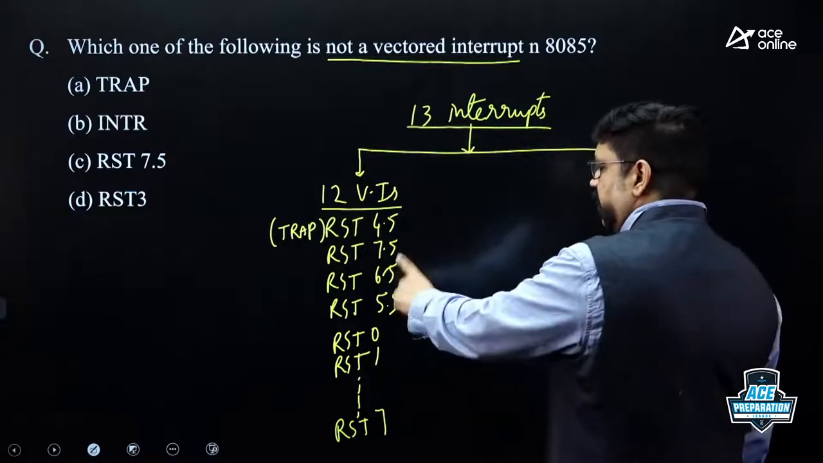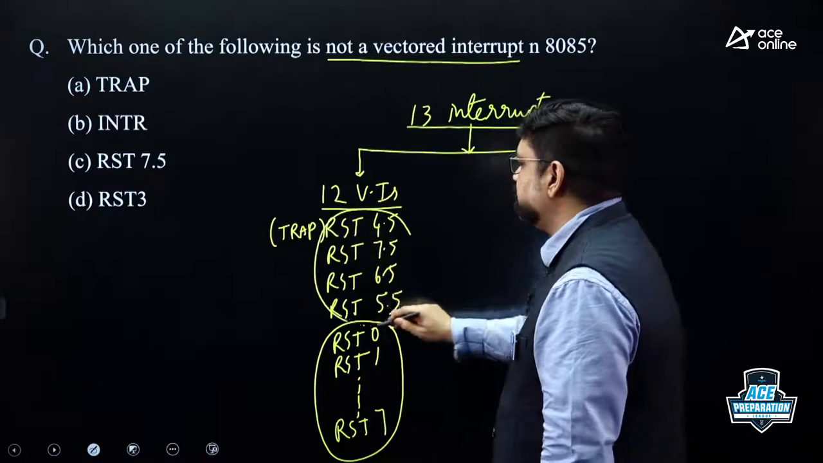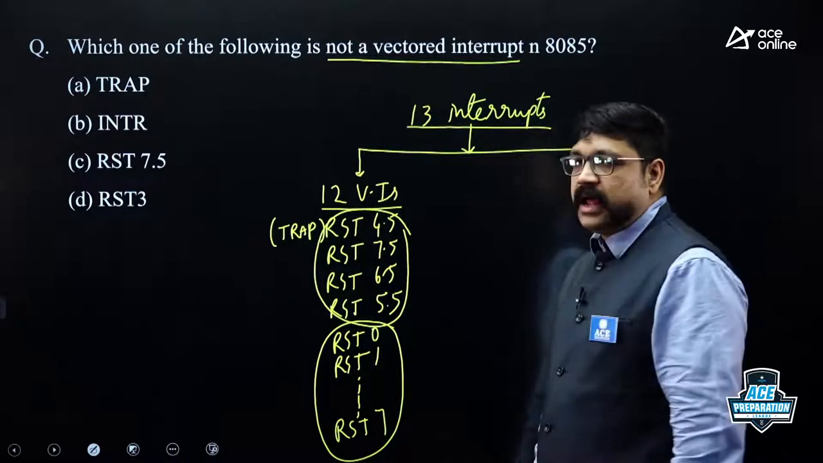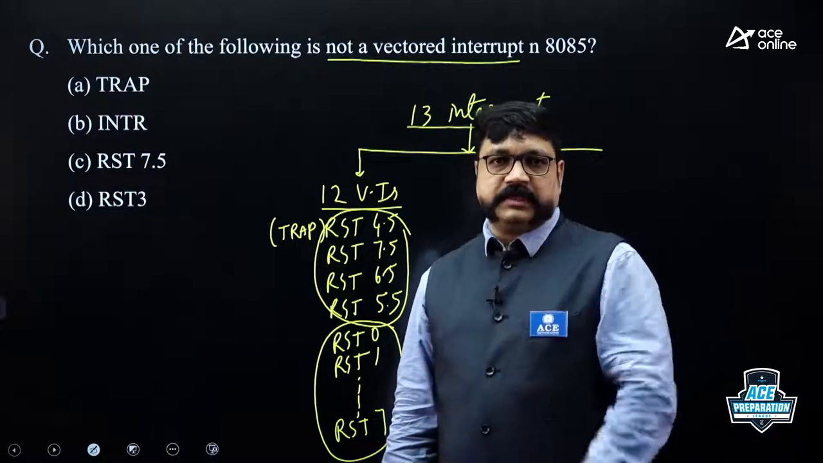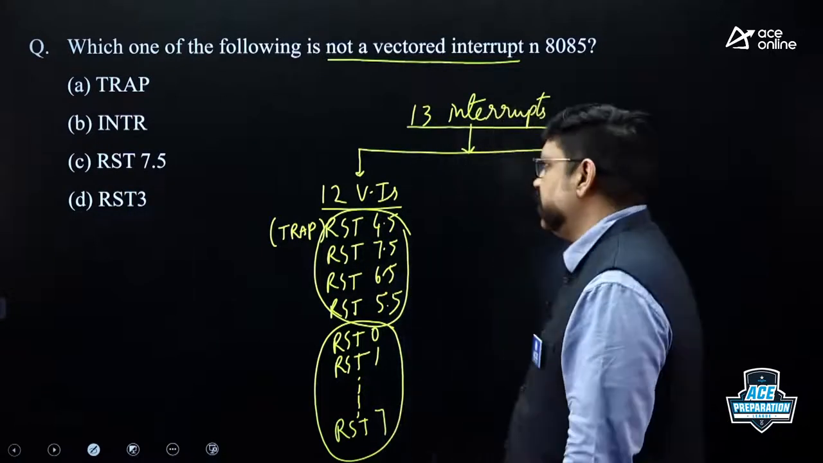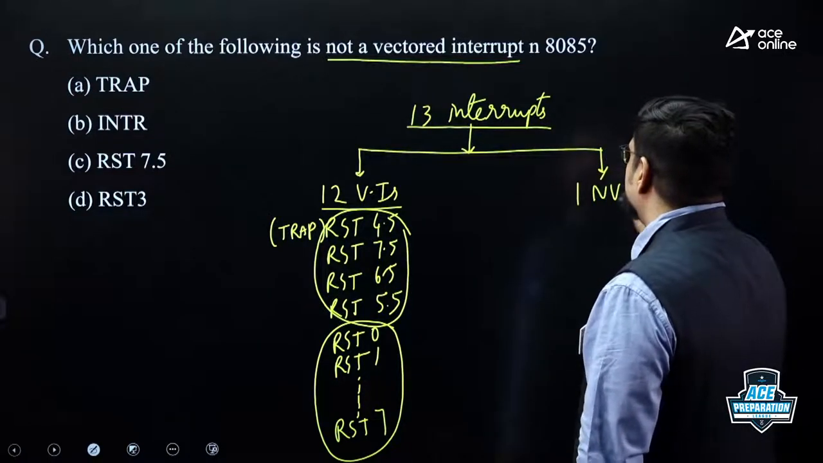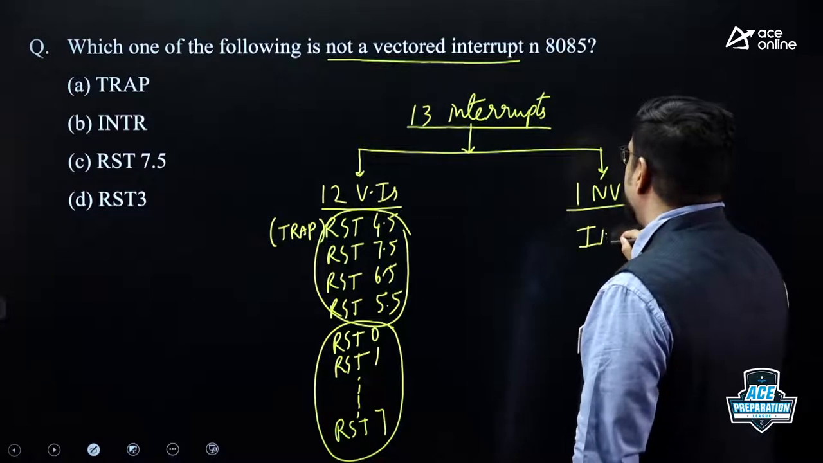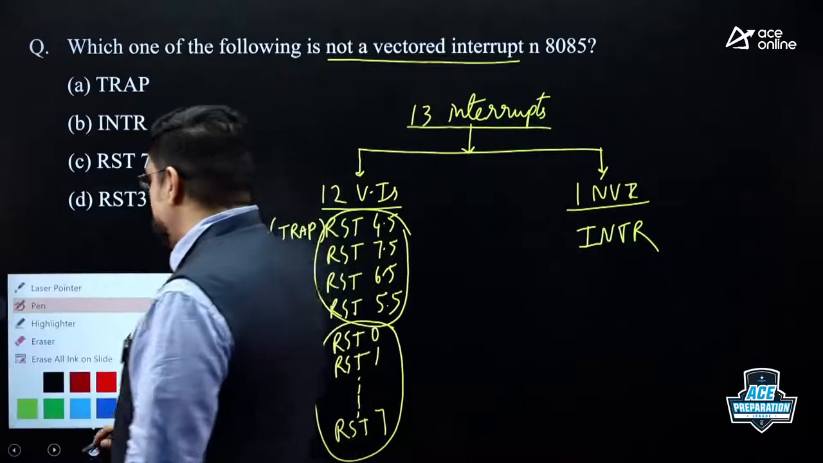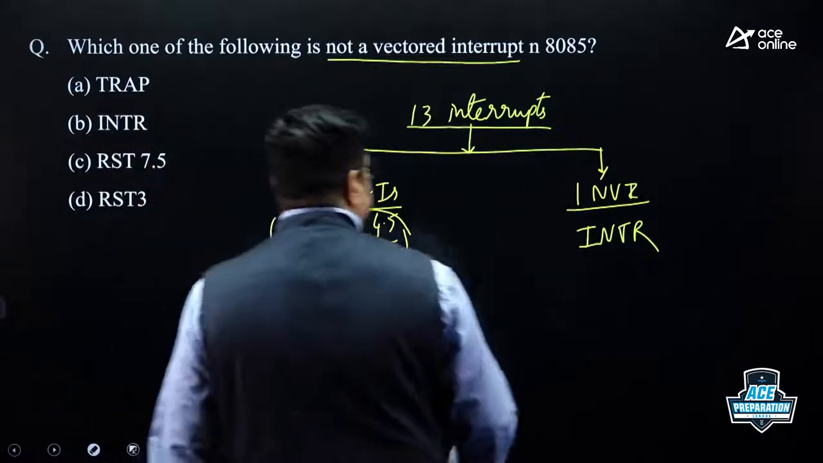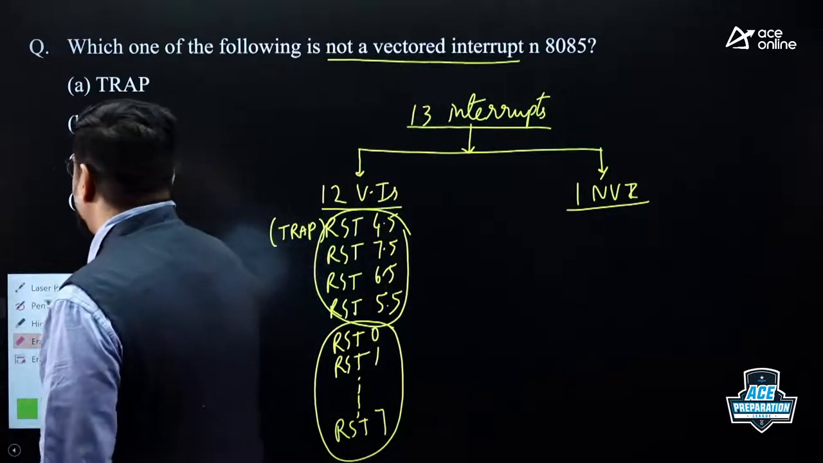All these 12 interrupts, 8 software interrupts and 4 hardware interrupts, combinedly are all vectored interrupts. For each vectored interrupt, there is a vector address fixed by the manufacturer. There is only one non-vectored interrupt, namely INTR in 8085. What does INTR stand for? Interrupt request. INTR stands for interrupt request.